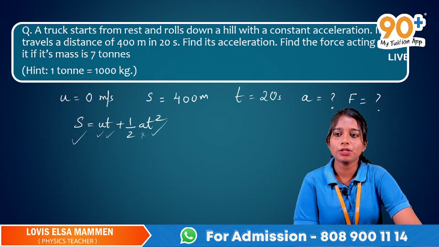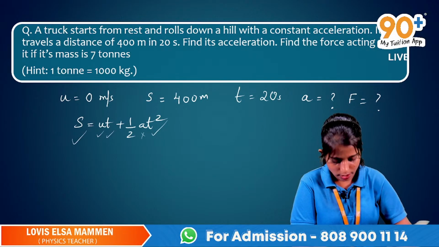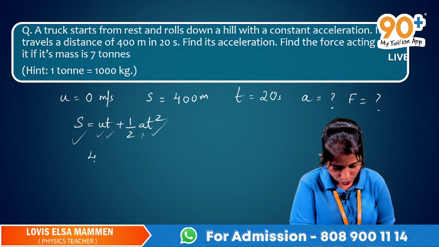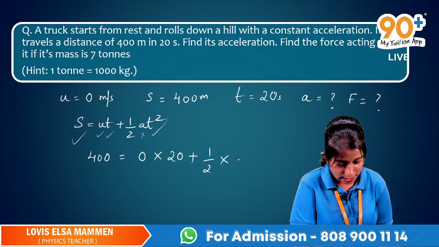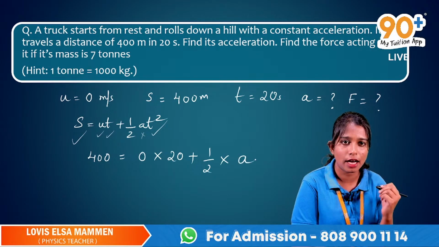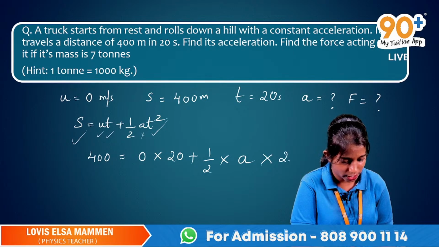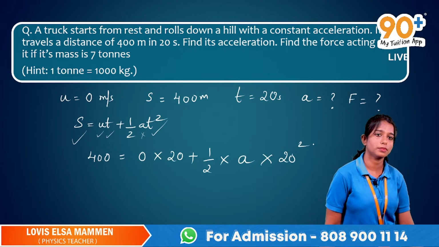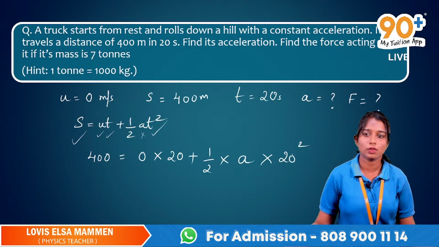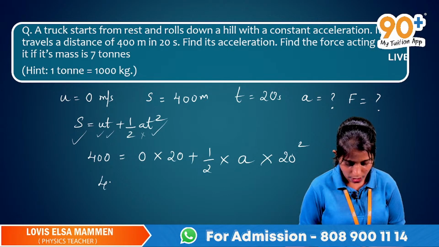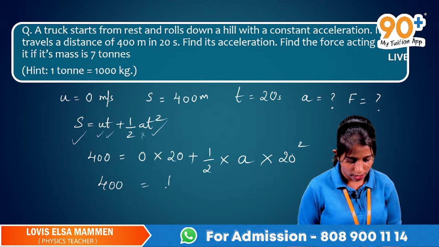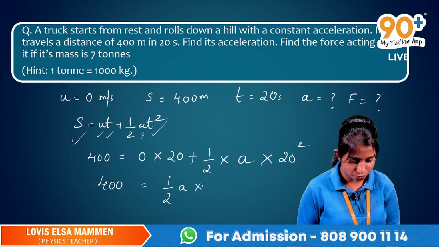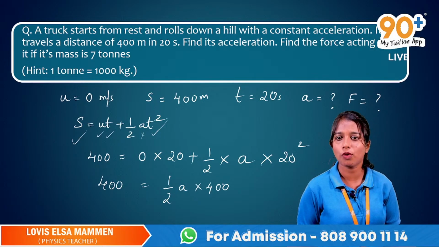S is equal to ut plus half at square. Yes, substitute, s is there. 400 is equal to 0 into t, which is 20, plus half into a, we don't have a, we need a, half into a into t square, 20 square. That is 400 is equal to 0 into 20, which is 0. So we don't need to take that. What remains? Half a into 400. 20 square is 400.